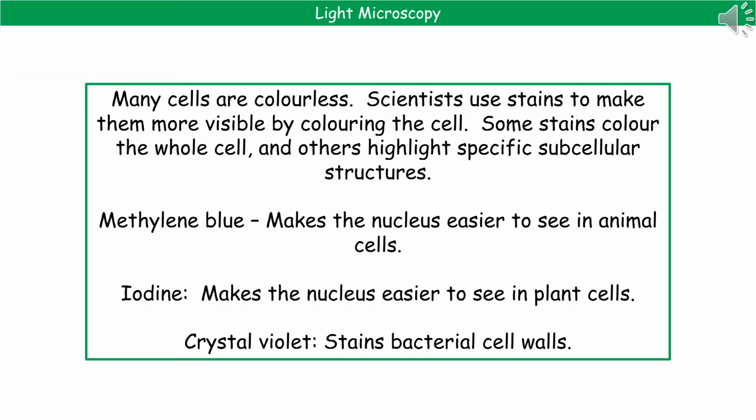When we think about cells, the first thing to remember is that many of them are colourless, so we need to use stains to make them more visible. One stain might colour the whole cell, whereas another one might highlight a specific structure.